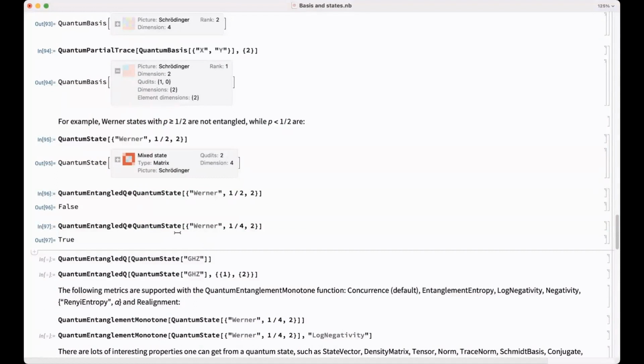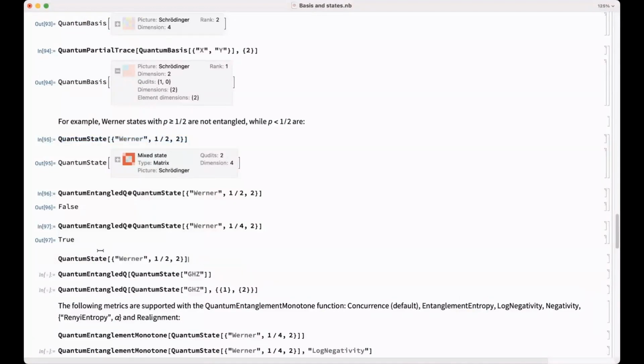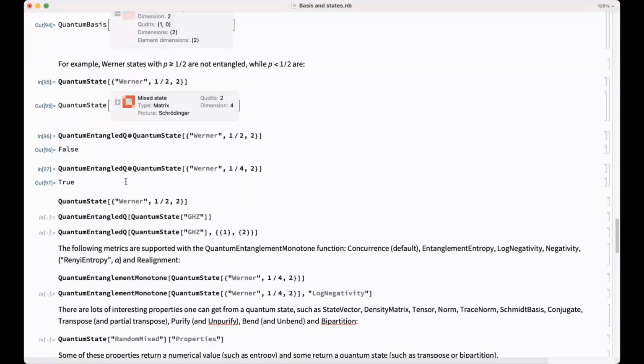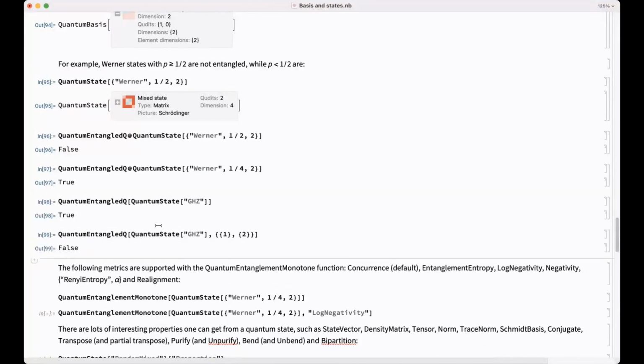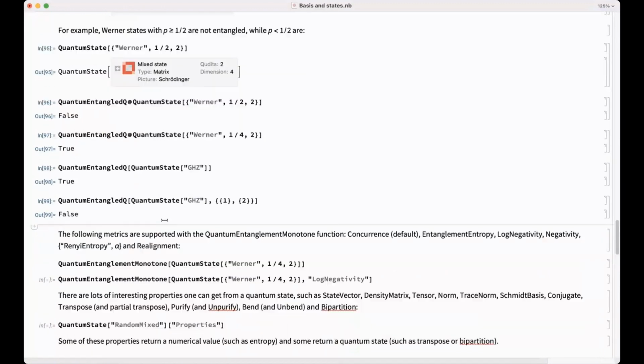And I can explain what this entanglement test is actually doing in more detail. I'm just gonna explain it a little bit later. And you can do it for other different states. And you can ask about particular systems. If there's more than two, you can ask which pair you want to ask whether those systems are entangled or not.